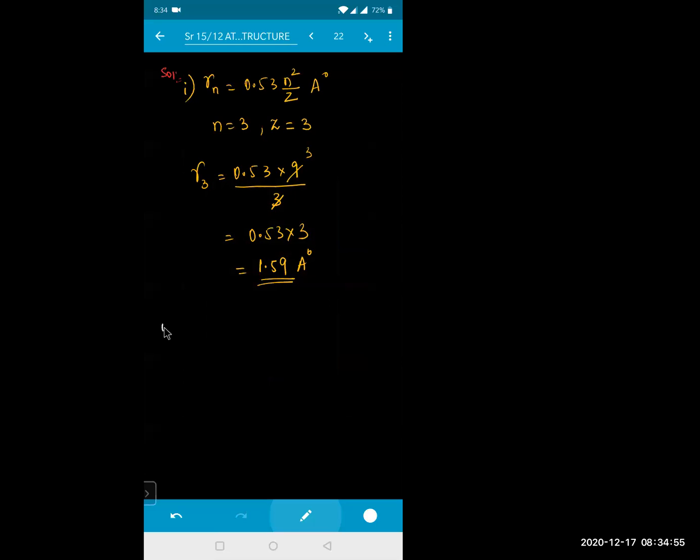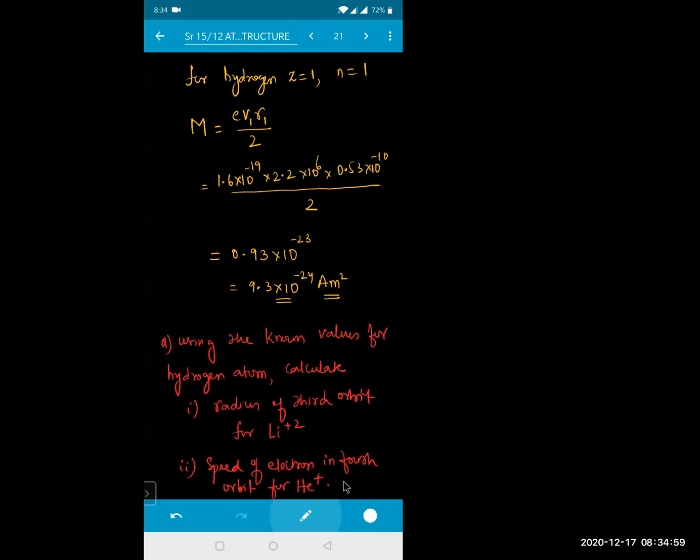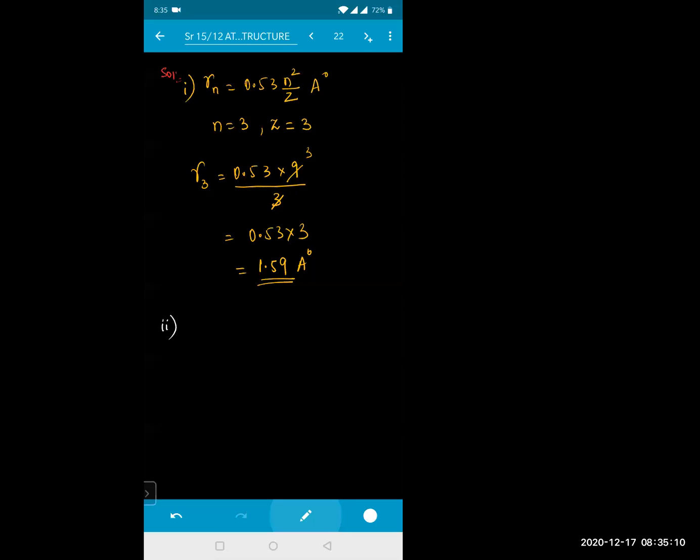Second question, tell me the answer. Speed of the electron in the fourth orbit for helium plus. So n is equal to 4 and Z is equal to 2. The velocity formula for the nth orbit is 2.2 into 10 to the power of 6 into Z by n meters per second. Calculating, 2.2 into 10 to the power of 6 into 2 divided by 4, which is 1.1 into 10 to the power of 6 meters per second.